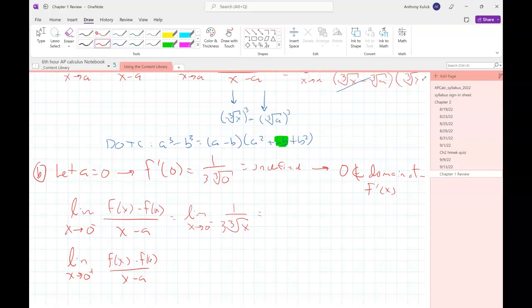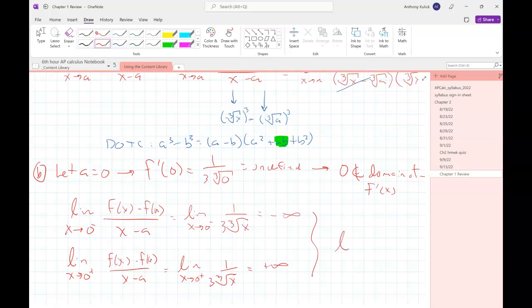So if I'm approaching 0 from the left, that's going to be a negative number close to 0. When I take the cube root of it, I'm going to have something negative on the bottom that's also very close to 0. That should be going to negative infinity. Everybody's cool? And then if we do the same thing over here, but we're going from the right, it'll go to positive infinity.